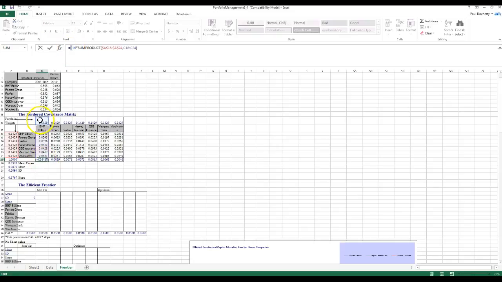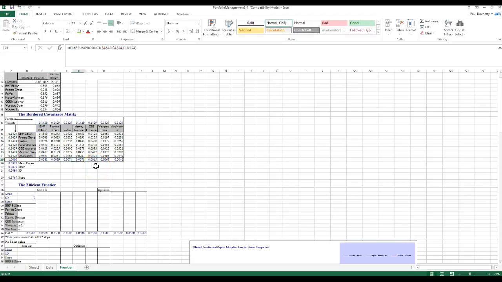A25, that is the weight of the first asset, BHP, times the sum product of these covariance terms and these weightings. Okay, so what that actually means is this cell here is weight of BHP times weight of BHP times variance of BHP, plus weight of BHP times weight of Foster's Group times covariance between BHP and Foster's Group, plus weight of BHP times weight of Fairfax times covariance between BHP and Fairfax, and so forth.